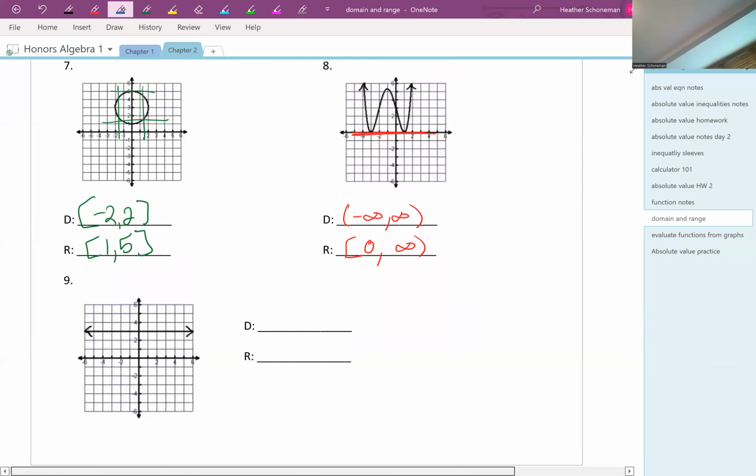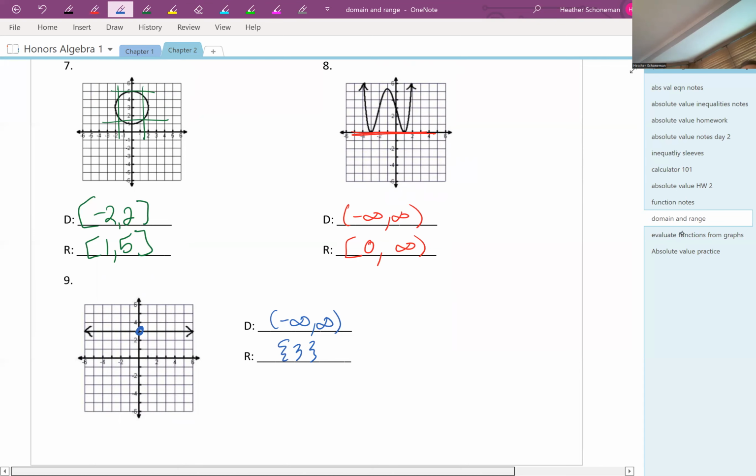All right. Number 9, the domain goes left to right, so it's negative infinity to infinity. The range, though, is just at this one y value. It's just at 3. And when it's a single number, we put the squiggly brackets. So when it's a list of numbers or just a single one, we put those wavy brackets. Otherwise, it's going to get the parentheses and the brackets.